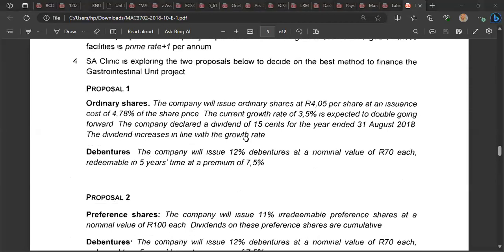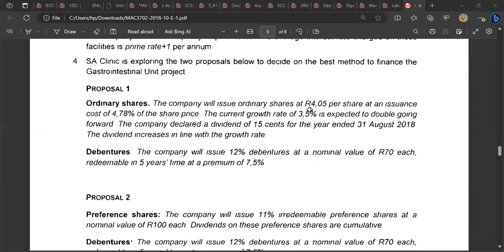It's 15 cents. That's the current dividend, which is D0. You want to increase that D0 by the growth rate. The current growth rate is 3.5, but we are told that this is going to double going forward, so it's going to be times 2, which is 3.5 times 2.